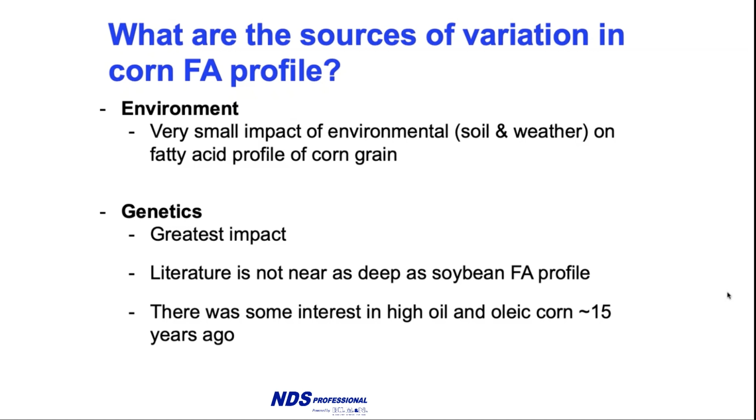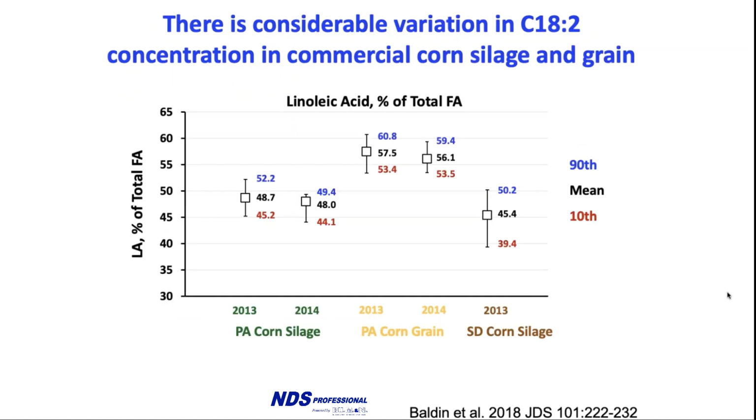In the genetics, there's a large variation between some of the published data where we have corn varieties from across the world. But we wanted to know what was available in our commercial hybrids. So we had samples from corn silage in Pennsylvania test plots in 2 years, and then also corn silage plots out of South Dakota State University. And if we look at our fatty acid profile, we see a reasonable amount of variation. This is just specifically looking at 18:2 concentration.